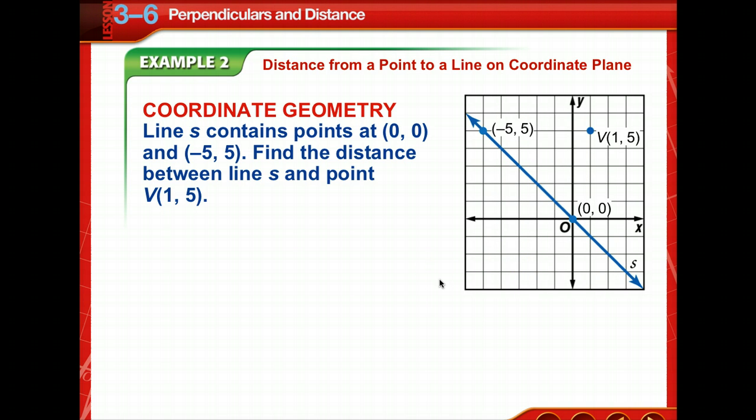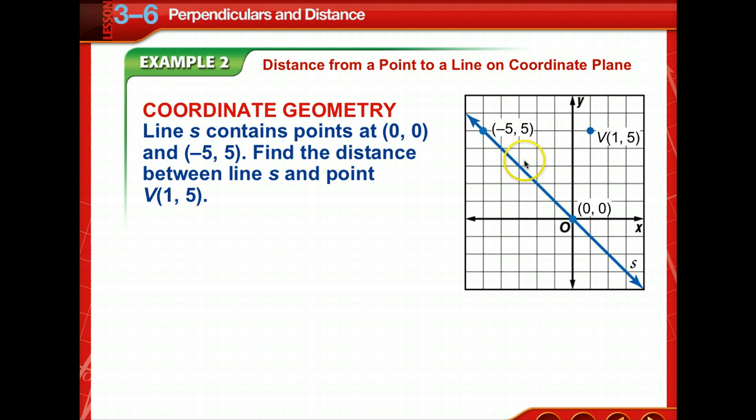Now we're going to get into finding distance from a point to a line on a coordinate plane. This is going to require a whole lot more focus, and you're going to have to take really good notes. I'll break it down step by step. First of all, we've got line S, and it contains point (0, 0). And we're to find the distance between line S and this point.